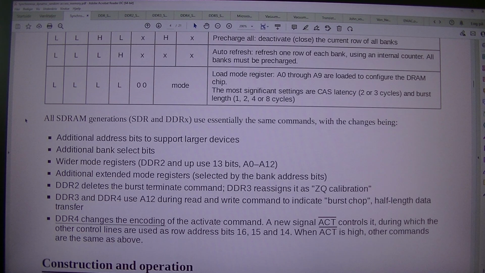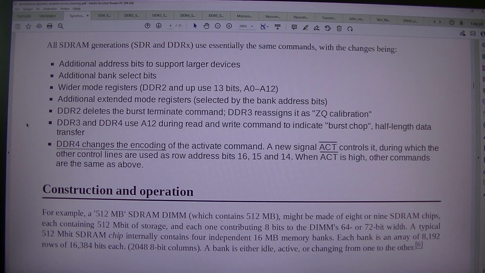All DRAM generations, SDR and DDRx, use essentially the same commands, with the changes being additional address bits to support larger devices, additional bank select bits, wider mode registers (DDR2 and up use 13 bits, A0 through A12), and additional extended mode registers, selected by the bank address bits. DDR2 deletes the burst terminate command; DDR3 reassigns it as ZQ calibration. DDR3 and DDR4 use A12 during read and write commands to indicate burst chop, half-length data transfer.